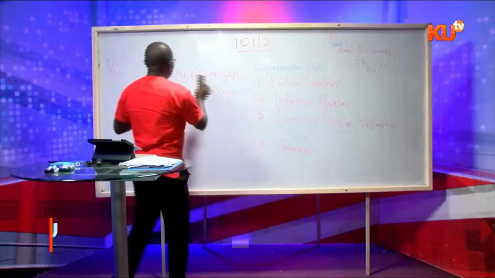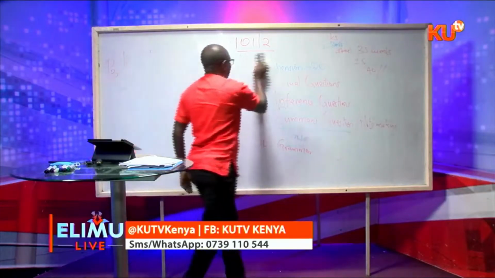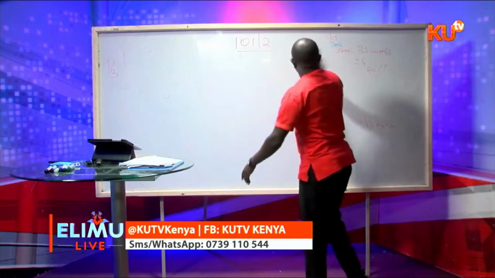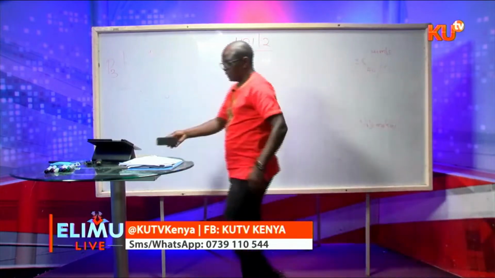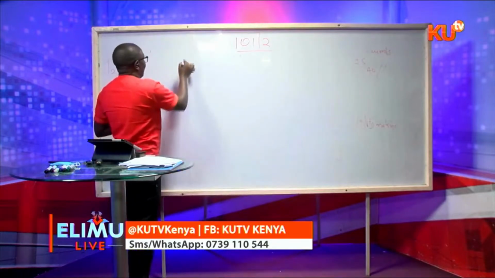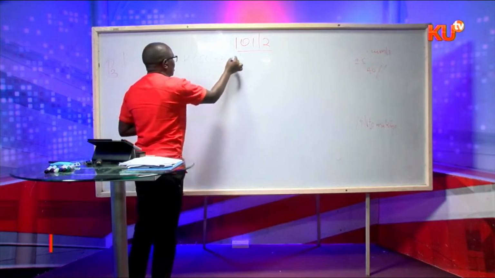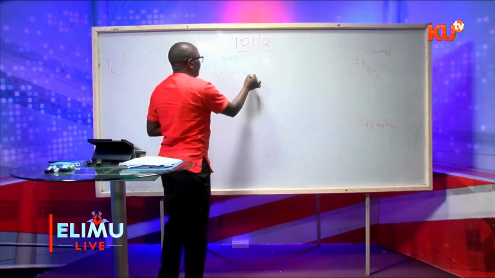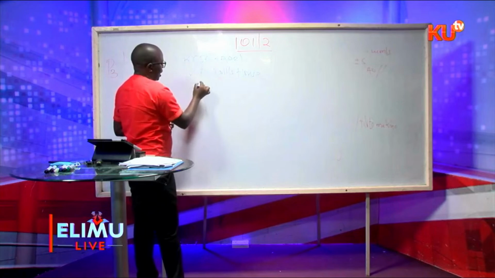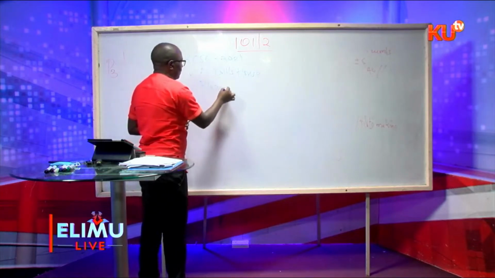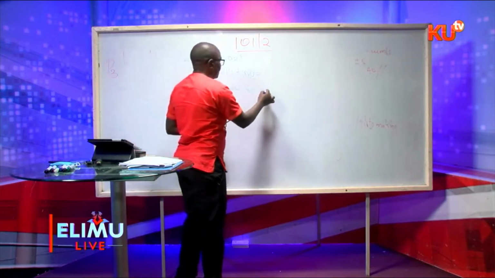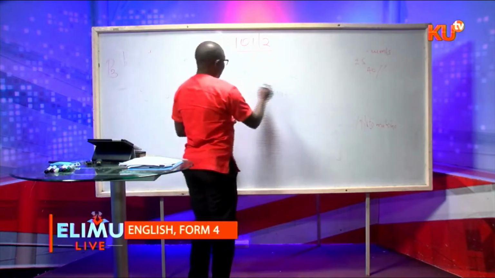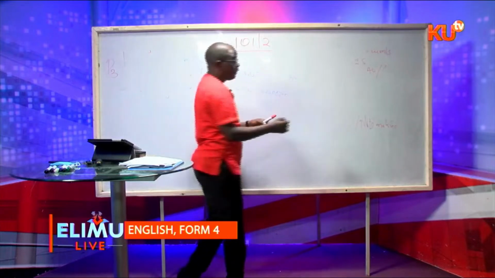Excerpt questions are tested from the 2 compulsory books. After a period of time, KICD issues us with set books. So the 2 books that will be examined in KCSE 2021 compulsory include A Doll's House and Blossoms of the Savannah. So this is a play, and this is a novel.